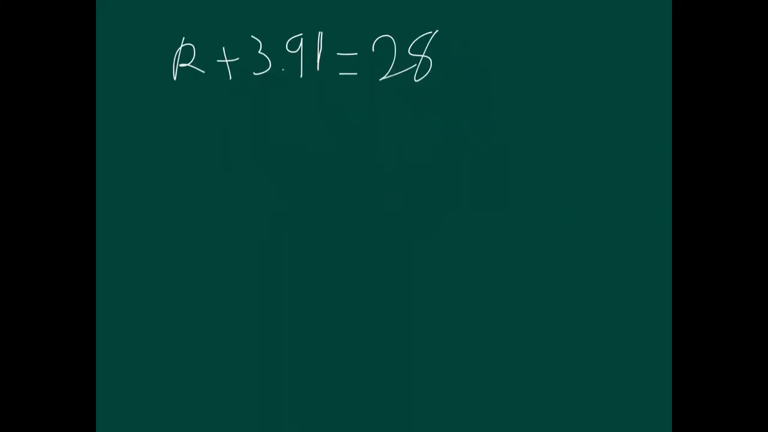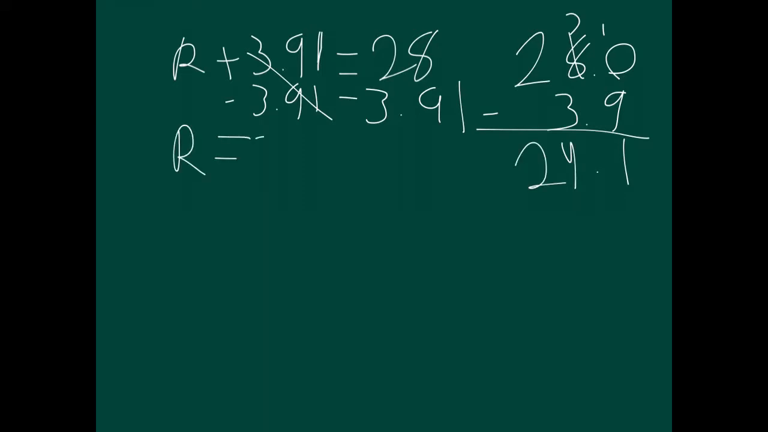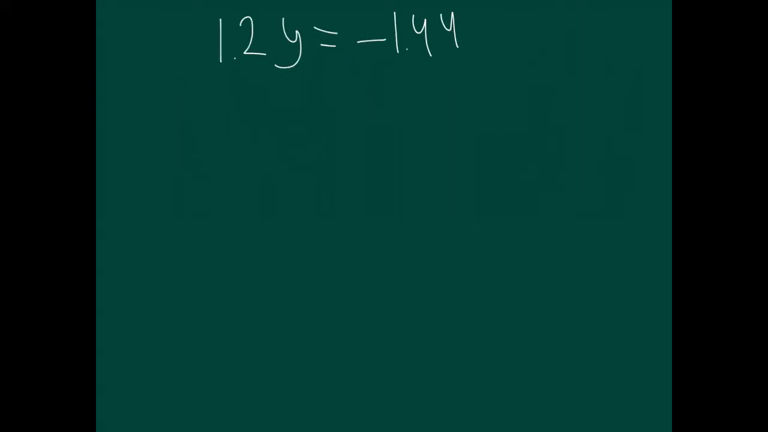Next, we have r plus 3.91. So this time, we will have to subtract. And then we'll set this up. And then we're going to carry over. And then this would be 7, and then this would be a 1. And then 4, and then 24.1. So r would equal 24.1. Next, we have 1.2 times y equals negative 1.44.